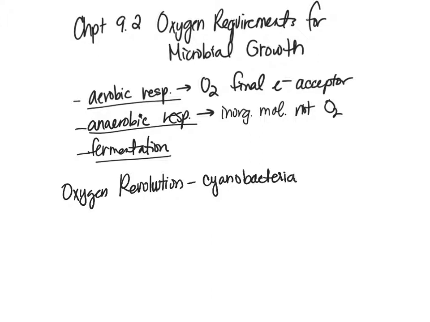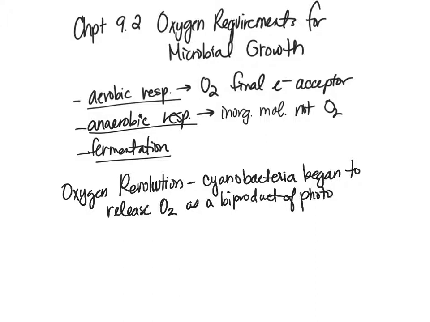Remember, cyanobacteria produce oxygen. In the historical past, cyanobacteria began to release oxygen as a byproduct of photosynthesis. Cyanobacteria is a water microorganism, hangs out in the water, but it goes through photosynthesis. Remember, one of the byproducts of photosynthesis is oxygen. So as cyanobacteria replicates, going through its growth process, it's going through photosynthesis, which is releasing oxygen into the environment.